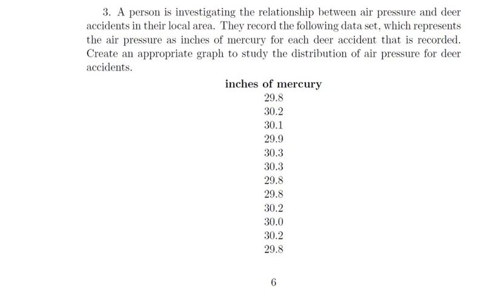Same type of thing. You probably want to list them from least to greatest. So smallest number here, 29.8, looks like a winner. I saw I had multiple 29.8, so I had one at the top, and another one. So I got 2, 3, 4 values at 29.8. And then what's the next highest? 29.9. I've only got one of those.